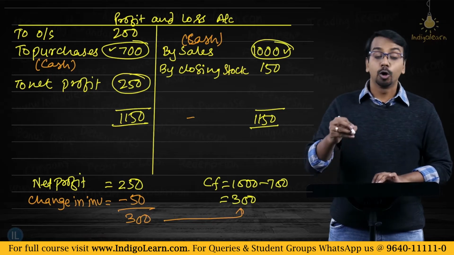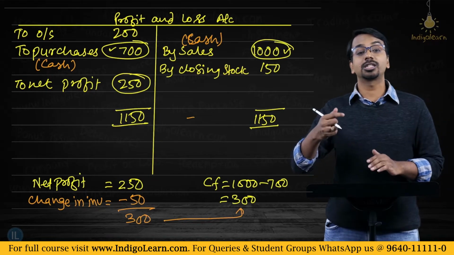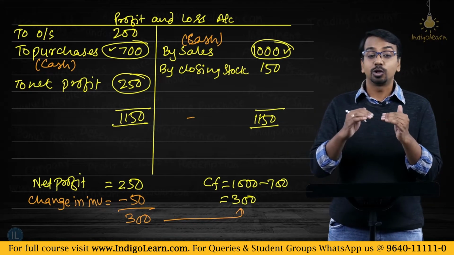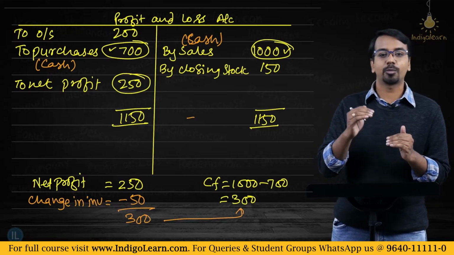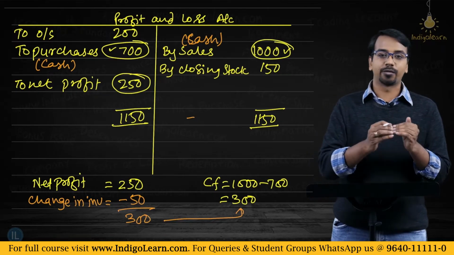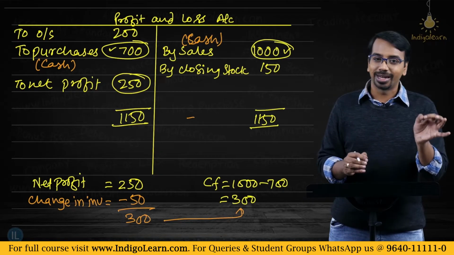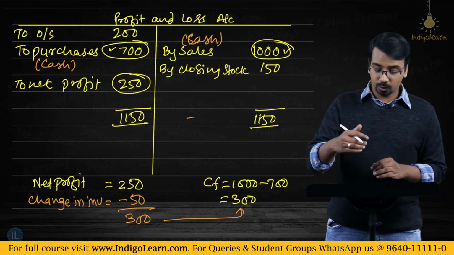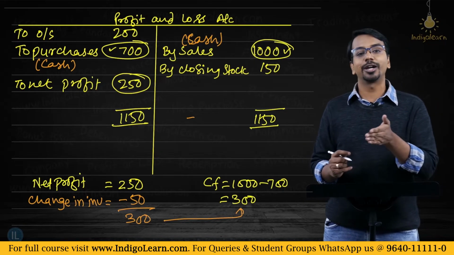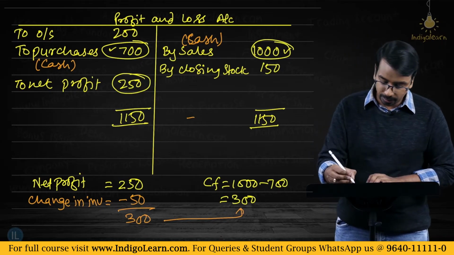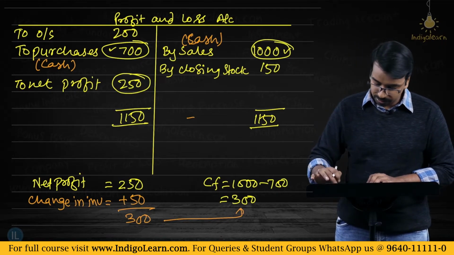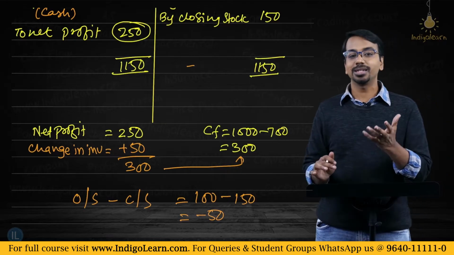Now, what is happening here? Opening stock is higher, closing stock is lower, which means to that extent the impact of opening stock minus closing stock on the net profit is that the net profit has actually come down. So, we need to add back. What is the amount that we need to add back? 200 minus 150, we need to add back. So, minus 50, it has to be plus 50. 250 plus 50 makes it 300.